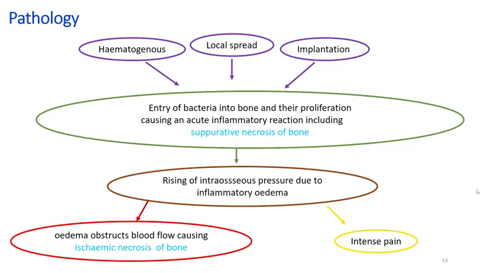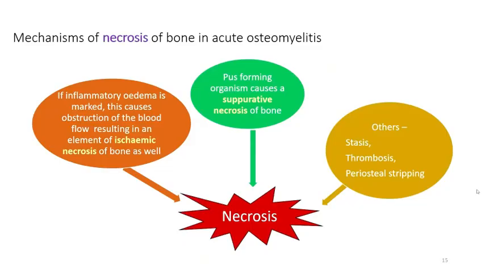Because of this acute inflammation, edema, and suppurative necrosis, the intraosseous pressure will go up, especially due to inflammatory edema. Also, this inflammatory edema will obstruct the blood flow, causing further damage to the bone, and there will be ischemic necrosis of the bone. Because of this high intraosseous pressure, the patient will develop intense pain. So these are the mechanisms of bone necrosis in acute osteomyelitis.